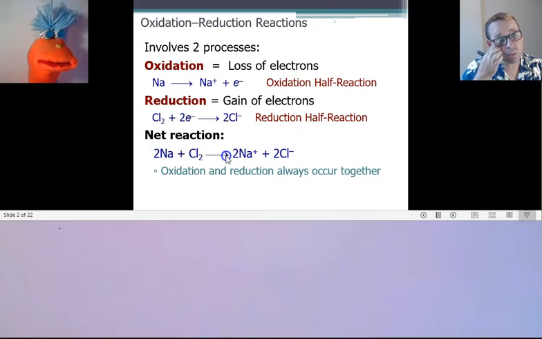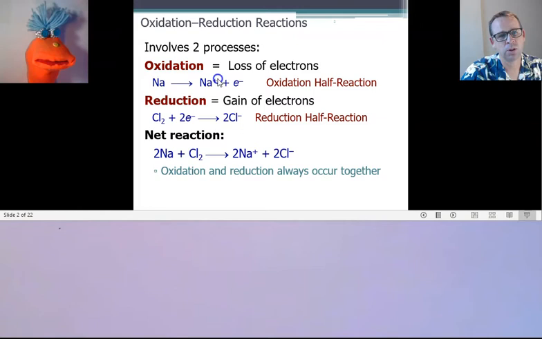We do have ways to write what we call half reactions, though, to think about just half of what's going on. So, for example, an oxidation half reaction just shows the element, in this case sodium, losing an electron, becoming a positively charged ion. We can show chlorine gaining an electron. Now, there are two chlorines in chlorine gas, and so there are 2 electrons gained and 2 chloride ions result. Okay? And if you take your oxidative half reaction and your reductive half reaction and add them together, then you get the net redox reaction.